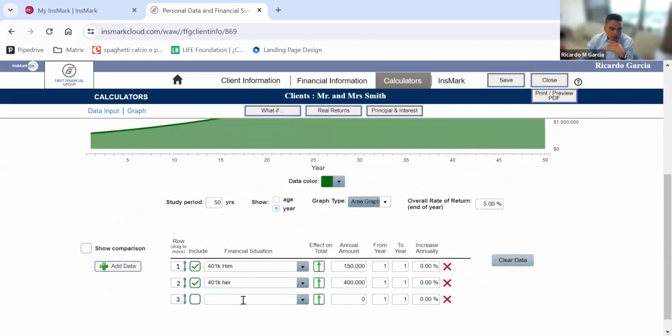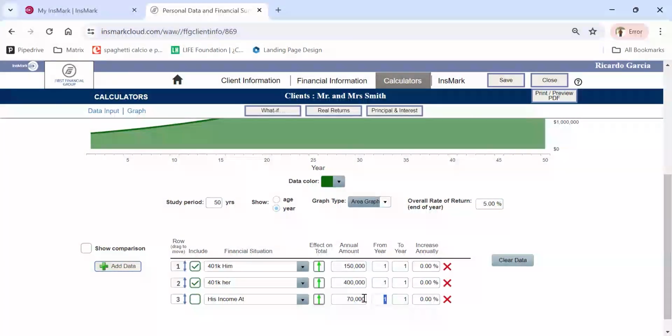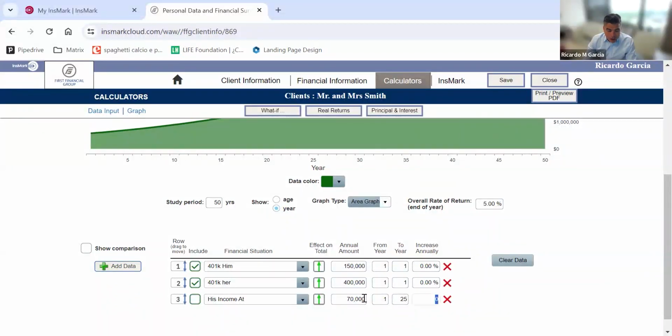Now, the next thing we add is his income. Let's say he makes $100,000, but we always do after tax, 30% tax, so $70,000. He's going to work 25 more years, so year 1 to 25, inflation of 3% or 2%, whatever you use. Then we have her income. Again, let's say she makes $100,000 net, again working 25 years, inflation 3%.